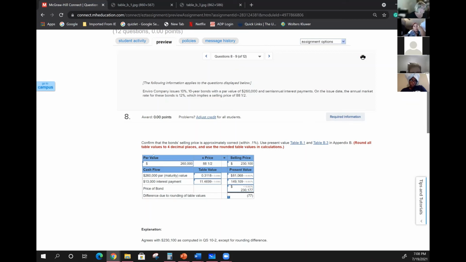Okay. Yeah, so take the market rate, divide it by 2, because you're probably only going to have semi-annual payments, and then double the amount of years. And that's how you get your numbers and plug them in.